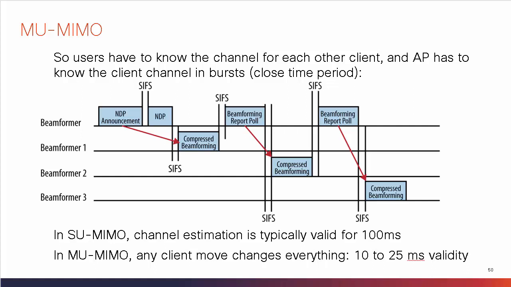And that means that the projections today for MU-MIMO mean that you'll probably have to do this sounding every 10 to 20, 25 milliseconds. And that is very, very often. Every 10 to 25 milliseconds, you have to use these sounding frames to be able to estimate the channel before actually sending traffic. So you'll be wasting time and frames estimating the channels so that you can send to more than one station at a time.